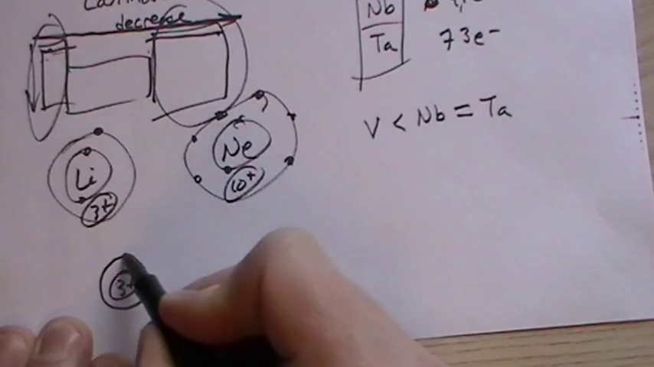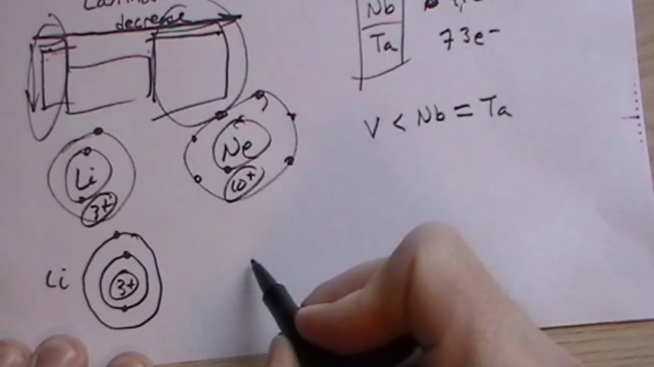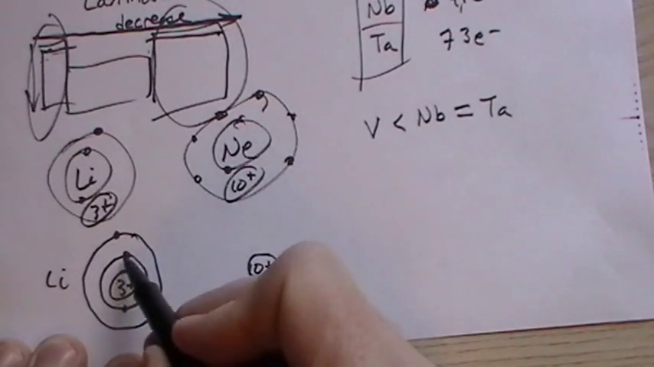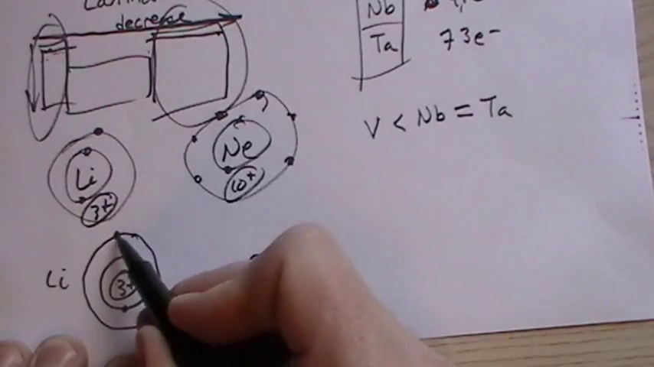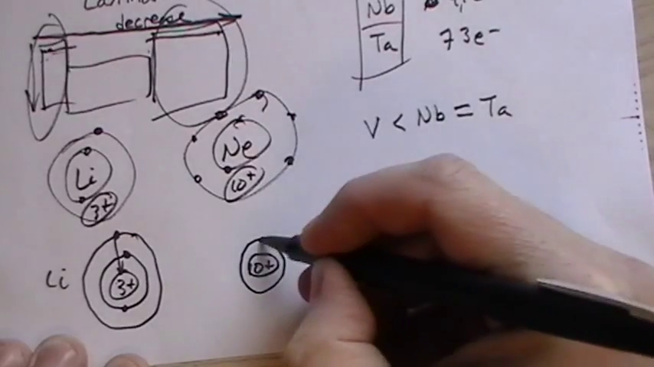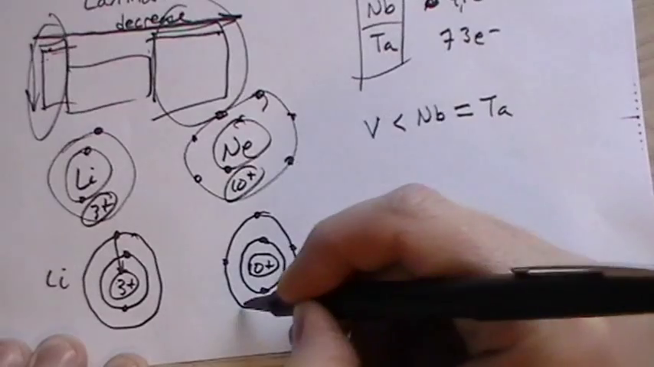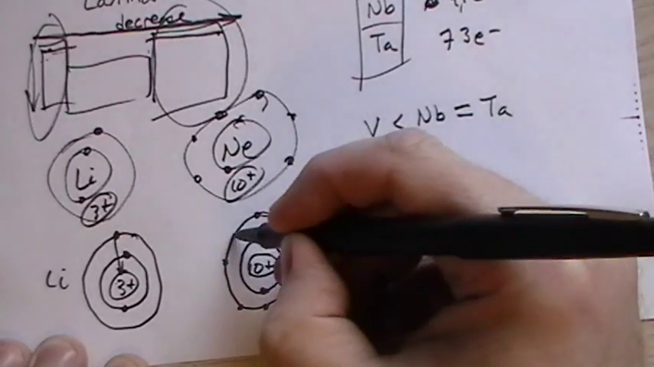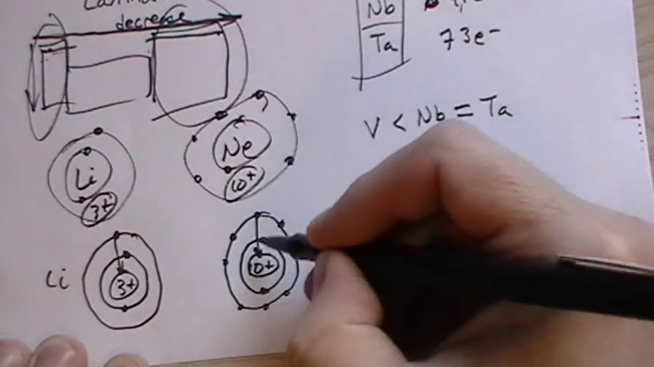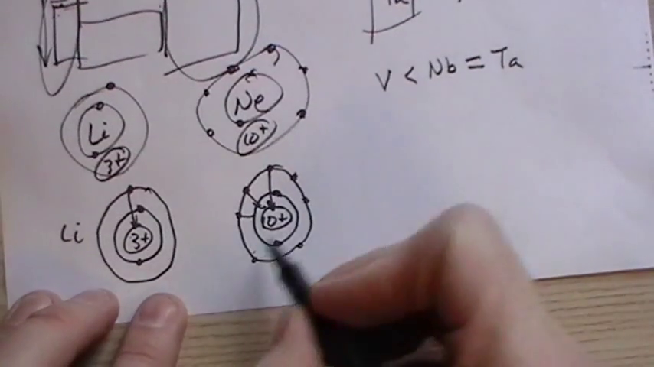For lithium, neon has a +10 though, so lithium has a +3 charge at the center, 2 core electrons, and then this 1 outer electron being drawn by that +3. For neon, it has the 2 core electrons, and then it has 8 electrons outside, but they don't affect each other. They're all in the same level, so they all kind of ignore each other, but they're all drawn in by that +10. And what that does is it shrinks the atom.